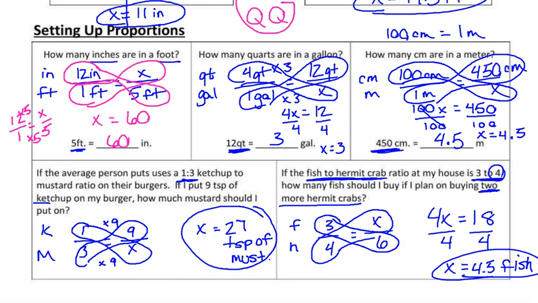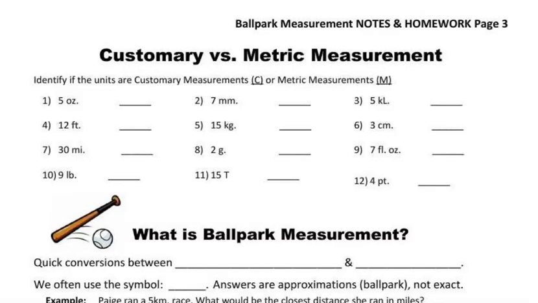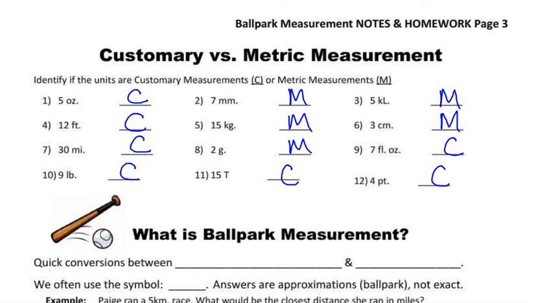All right, so let's talk about metric and customary a little bit. Let's identify if the units of measurement are customary or if they're metric. So I'm going to do these first 4, and then you're going to do these other 4. So 5 ounces, ounces is customary. Feet are customary, miles are customary, pounds are customary. You do the other 8. All right, so there's your answers for those.